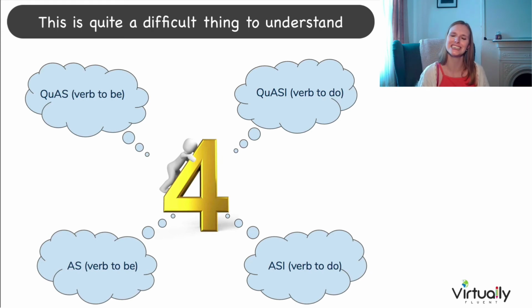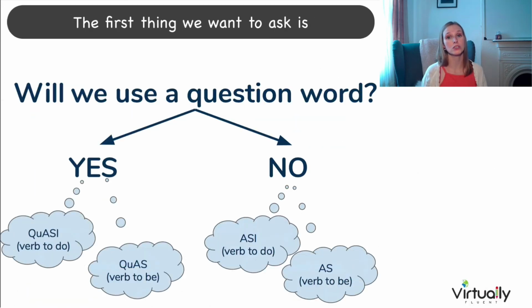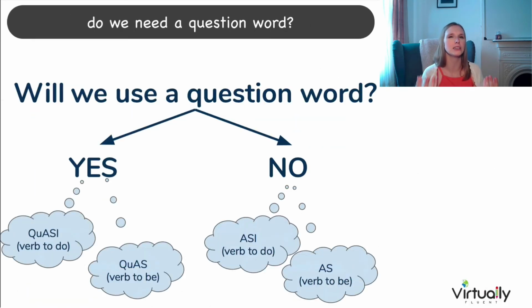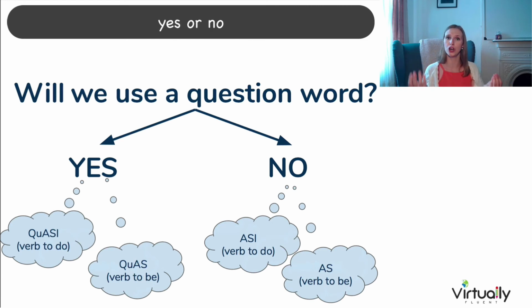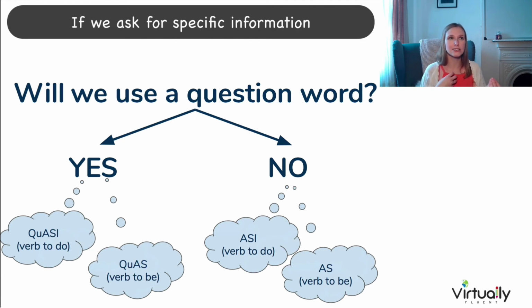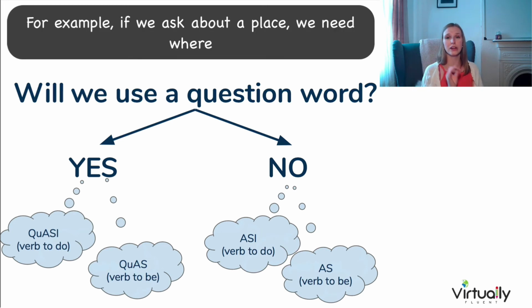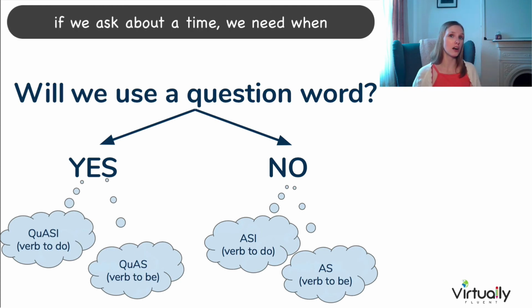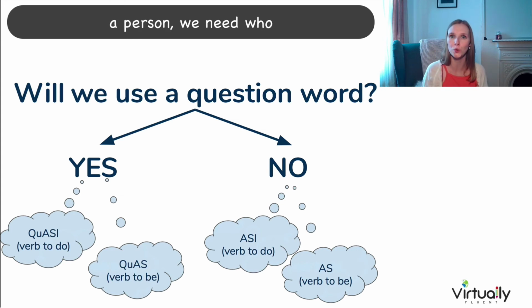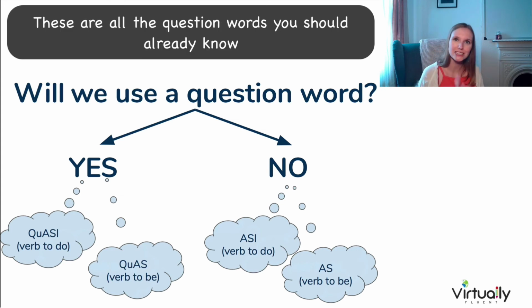This is quite a difficult thing to understand. The first thing we want to ask is, do we need a question word? Yes or no? If we ask for specific information, then we need a question word. For example, if we ask about a place, we need where. If we ask about a time, we need when. A person, we need who. These are all the question words you should already know.